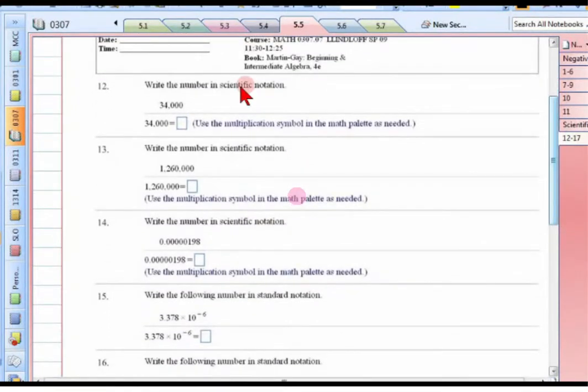Problem number 12 starts out as 34,000. I'm not going to write the comma because I don't want it to be confused with a decimal point. That is a standard notation number. I want to change it to scientific notation. Just in the decimal part, what will it start out being? Excellent. It will be 3.4. Will I need to write down the rest of those zeros? No. All right, so it's 3.4.